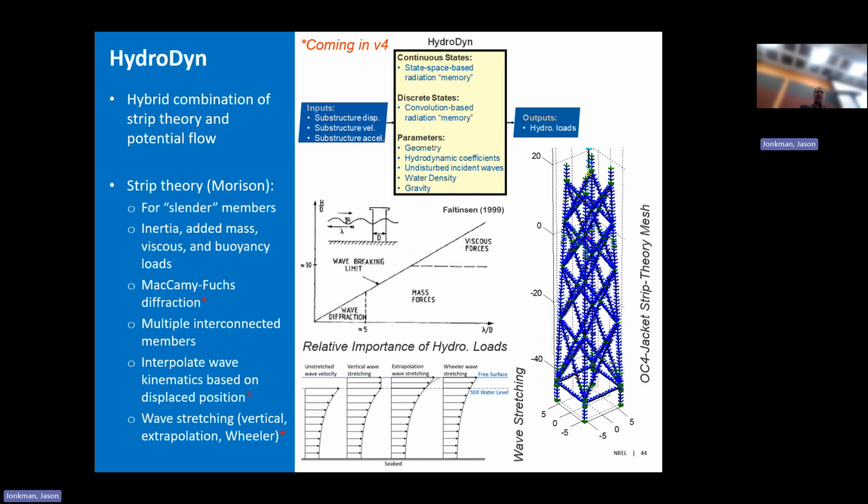And then strip theory is also where you can basically build in stretching theories. Normally linear theory gets you up to the mean sea level, and in the wave crests or troughs, you want to stretch the kinematics up or down. And we have options built into HydroDyn to support that.